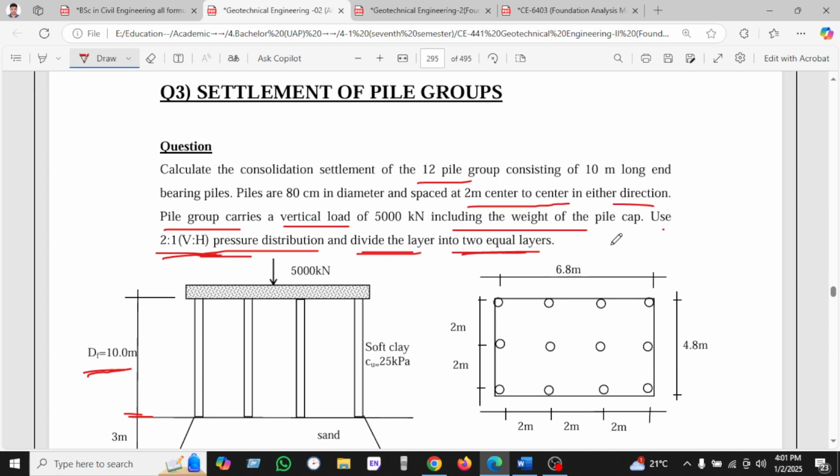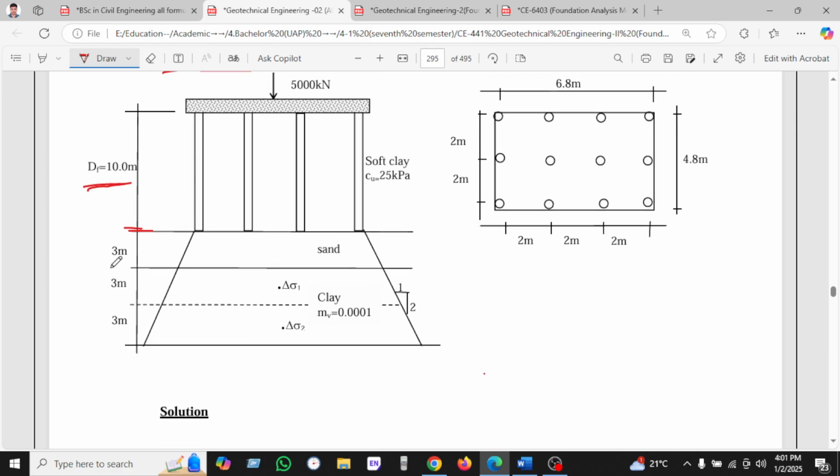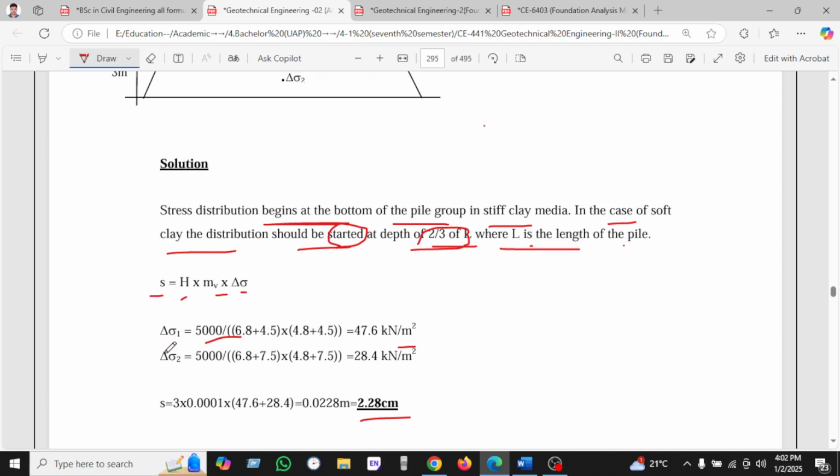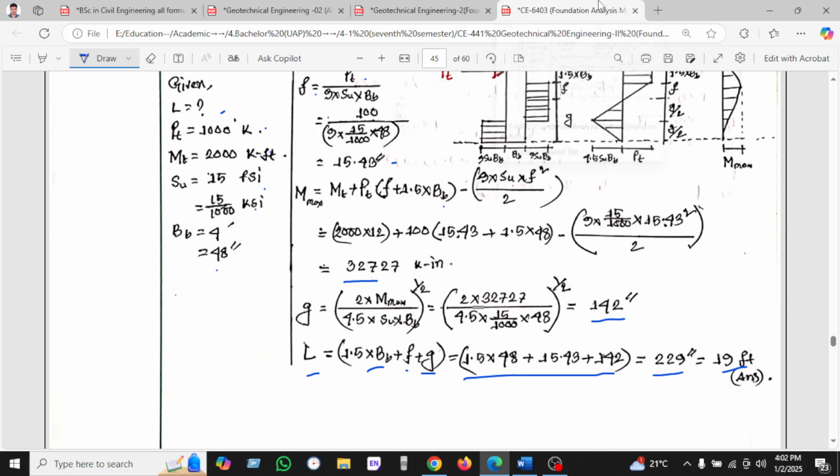How will we get 2/3? We have been seeing here, the stress distribution begins at the bottom of the pile in stiff clay. In case of soft clay, the distribution should start at 2/3 of L, where L is the length, so 2/3 of 10. From this point we start the stress distribution, and sigma 1 we have found, and sigma 2 we have found, and the settlement we have found is 2.20 centimeter. So let's see another example.